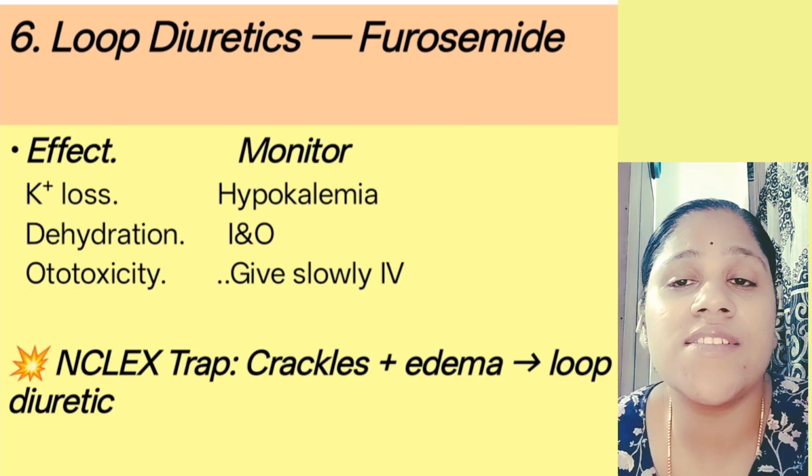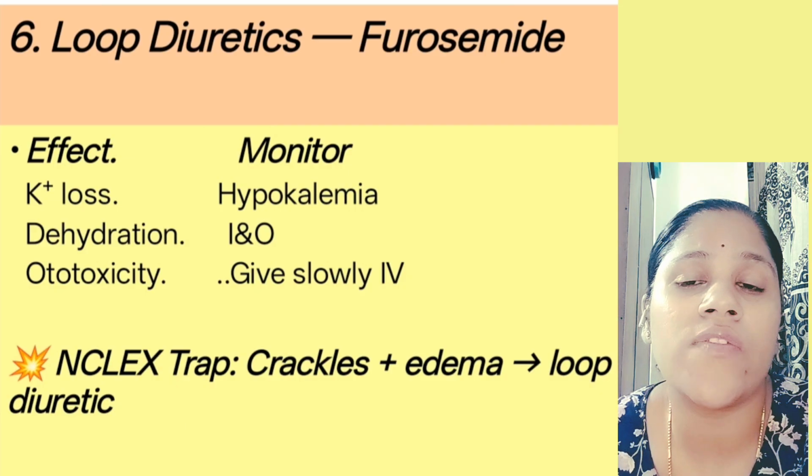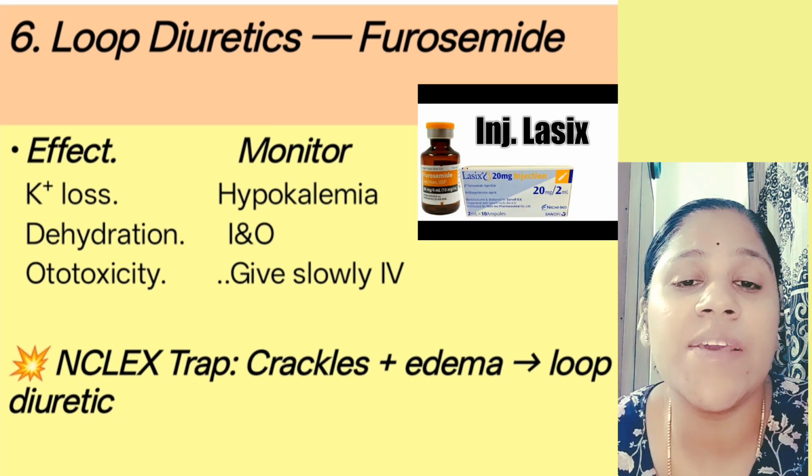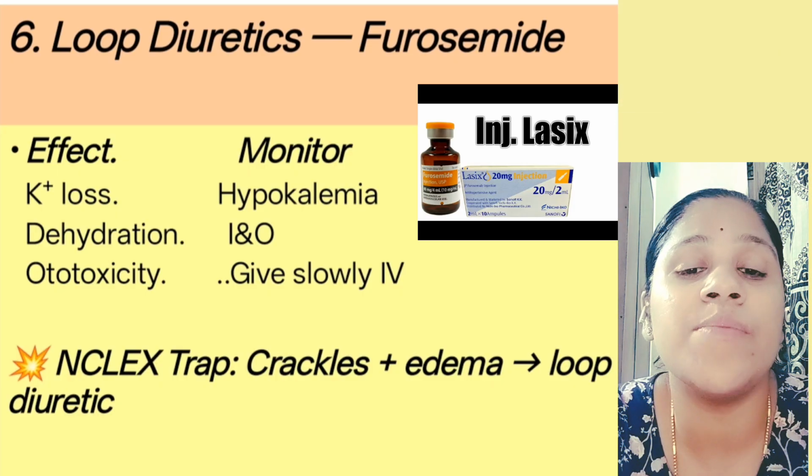Next high risk is it causes ototoxicity. So this drug has to be administered very slowly via IV. It has to be given over 10 to 15 minutes, very slow IV. So the NCLEX trap here is whenever the patient has crackles and edema, we always choose a particular drug. Yes, that is loop diuretic. This condition signifies a respiratory condition, that is pulmonary edema.